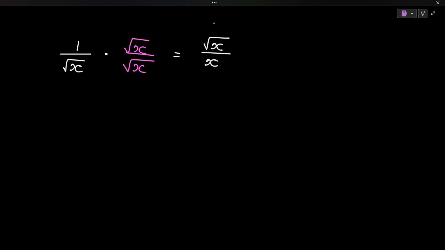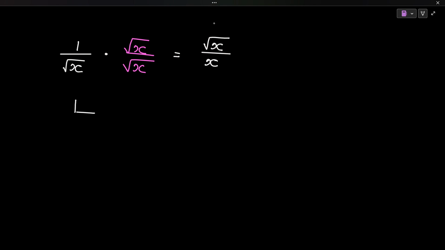Now, what was the aim of this? When we say that we need to rationalize the denominator, we mean that ultimately we want to get rid of the surd from the denominator. So notice at the start we had 1 over square root x. We now have square root x over x. So by applying this rule, we've got rid of the surd from the denominator.